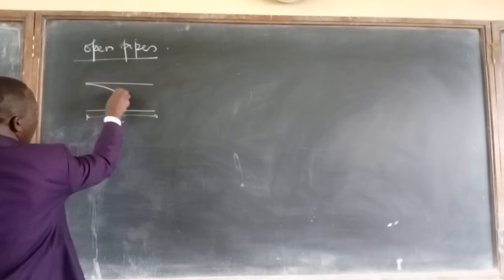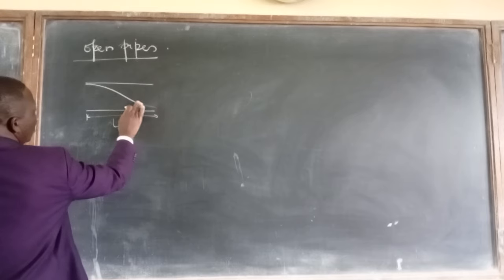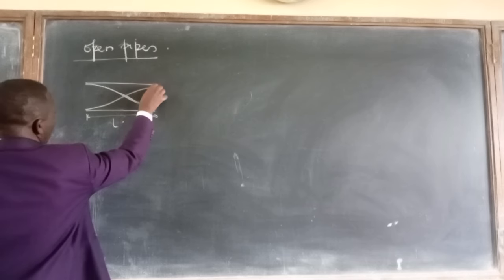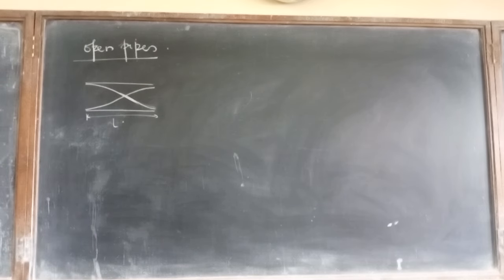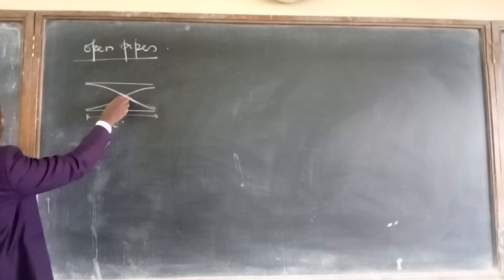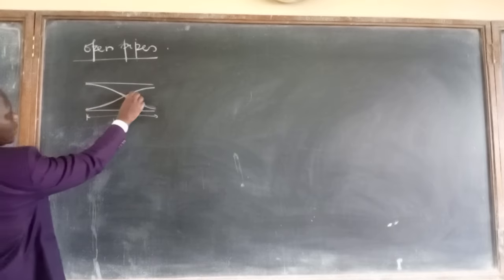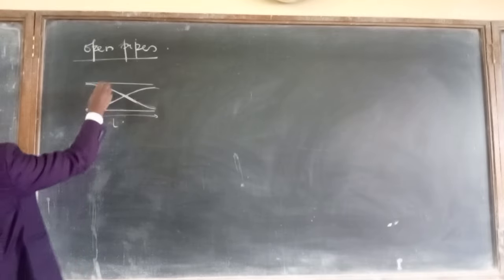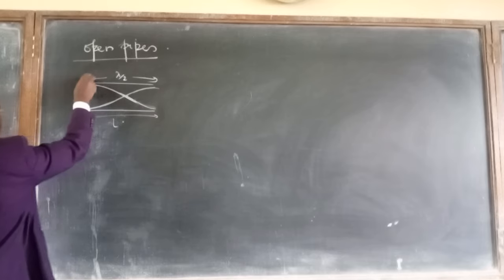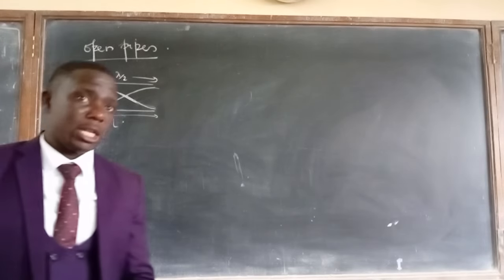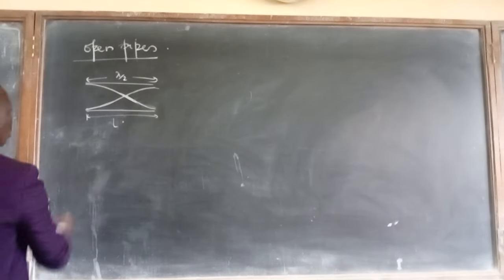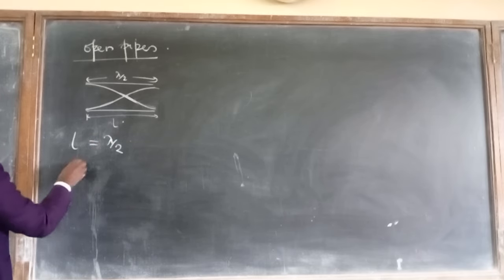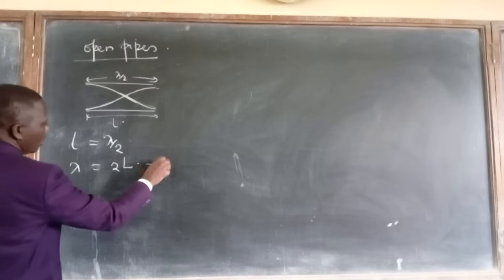So you see, when you blow in air, it just goes right this way, and of course the reflected one will come that way. You realize that this is a quarter of a wavelength, and this is another quarter, meaning from here to here is half the wavelength, ignoring the end corrections. And so we have L equals wavelength over 2, giving me wavelength as twice L.